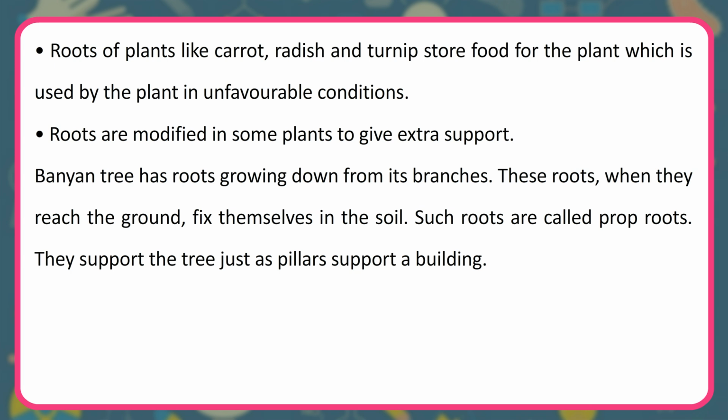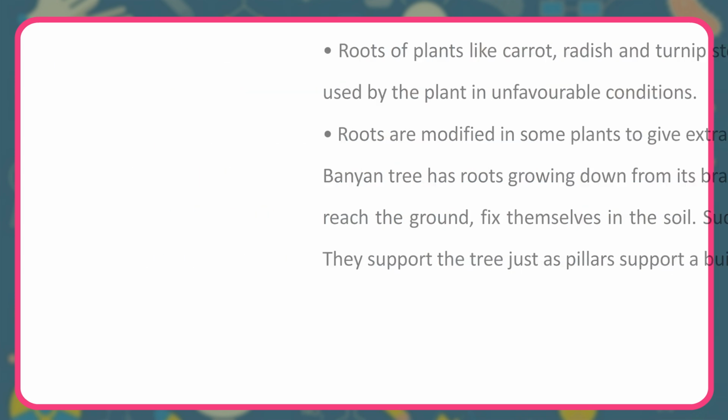Roots of plants like carrot, radish and turnip store food for the plant, which is used by the plant in unfavorable conditions. Roots are modified in some plants to give extra support. Banyan tree has roots growing down from its branches. These roots, when they reach the ground, fix themselves in the soil. Such roots are called prop roots.